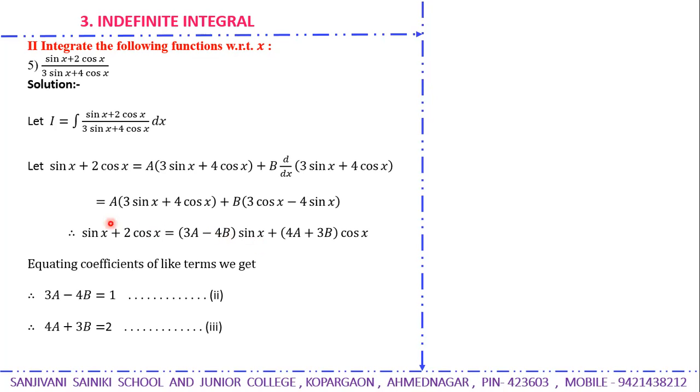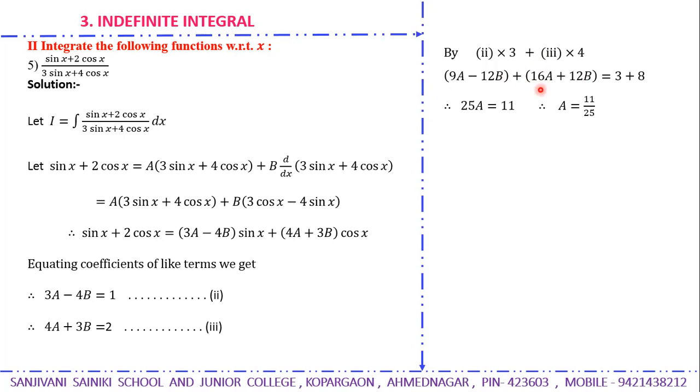So here is sin x, here is also sin x. So 3A minus 4B is 1 and 4A plus 3B is 2. So we are equating the coefficients of the like terms. Then we have to solve these two equations simultaneously, so we'll get the values of capital A and capital B. How? We will multiply the second equation by 3 and the first equation by 4, and add them.